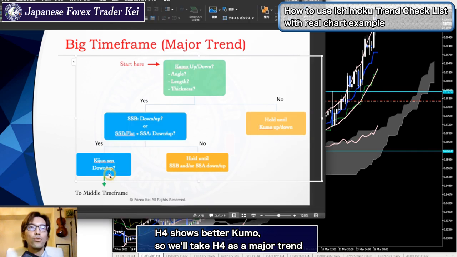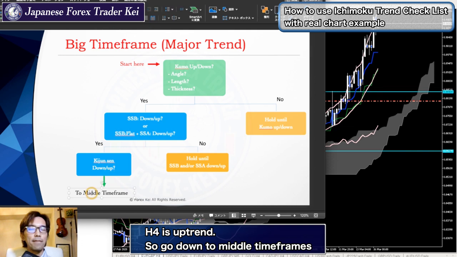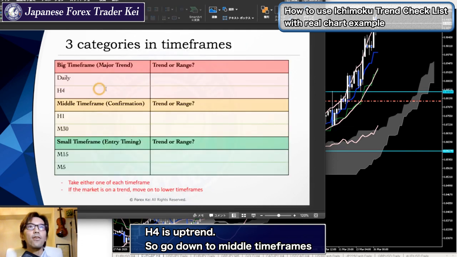And we move on to the middle time frame. So you can put this 4-hour chart as uptrend. You can just take a memo here, up, and you move down to either the 1-hour or 30-minute time frame and look for exactly the same condition by looking at the Kumo and Kijun Sen, right? So here is the middle time frame confirmation checklist. Okay, so you again start here.